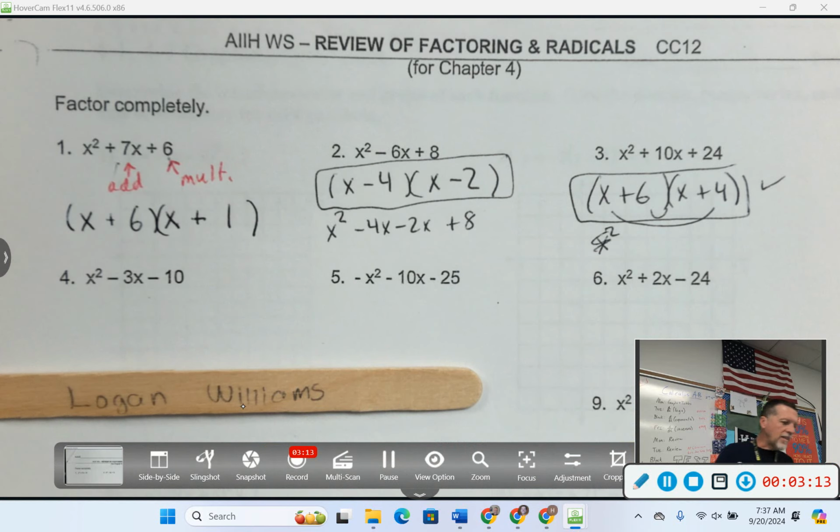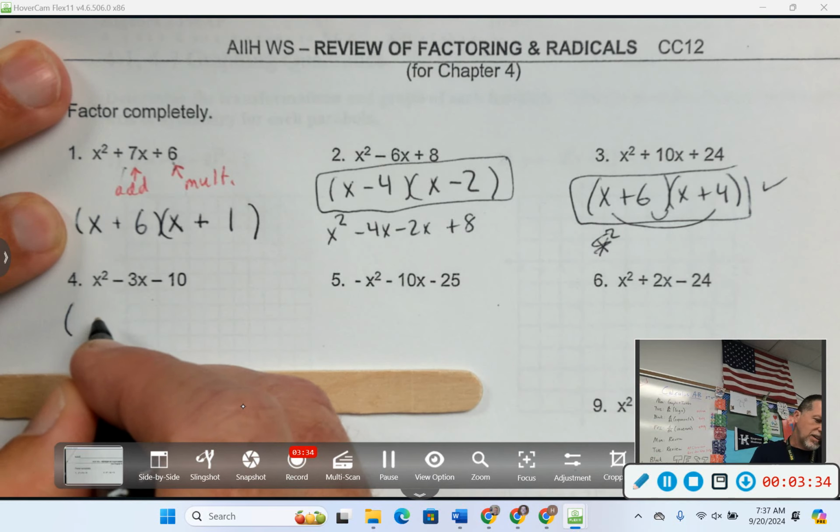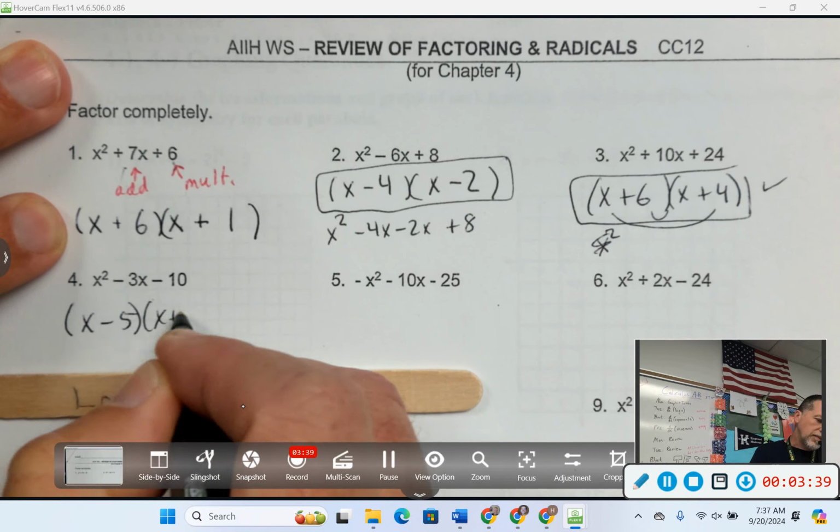We'll do number 5 together in a minute. Let's give Logan a quick second to do number 4 if he hadn't already. Yeah, 5 looks tricky, but let's hold off, one step at a time. Logan, how about number 4? What's the answer? Yep, what's the answer? X minus 5 and x plus 2. Good.